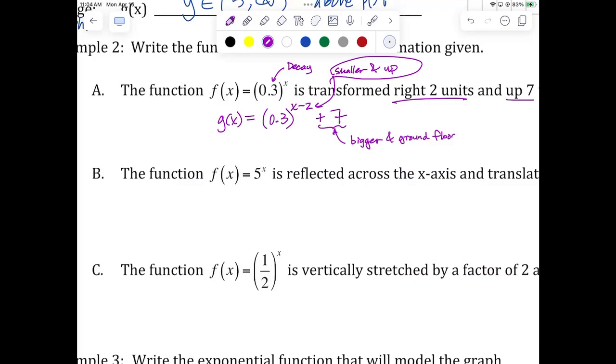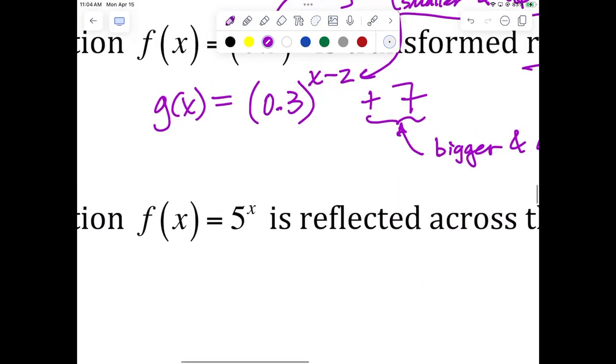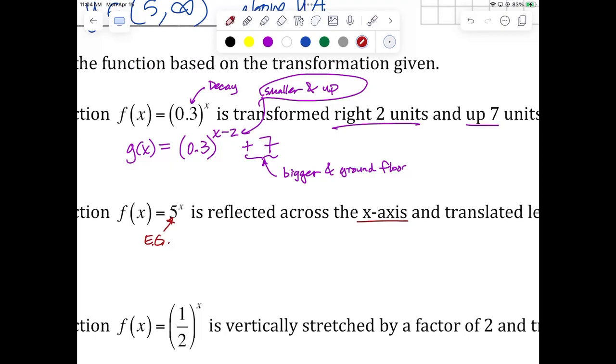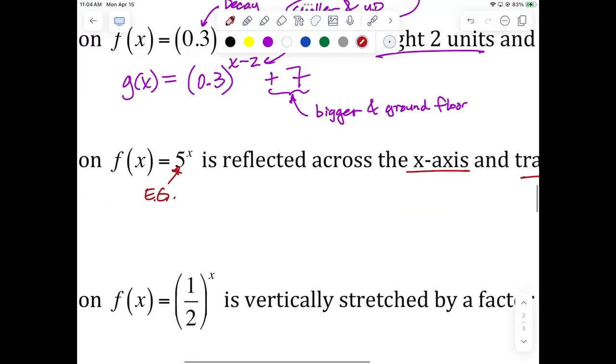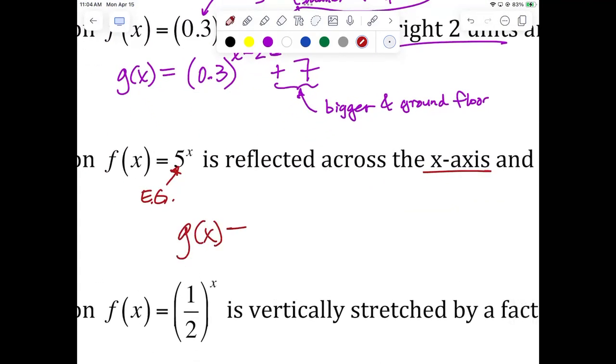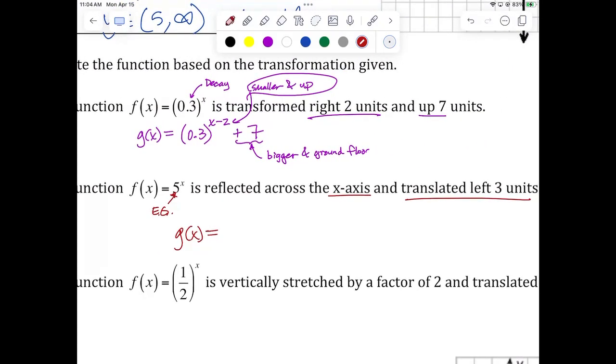The function f of x equals 5 to the x. Is that growth or decay? That's growth. Exponential growth. It is reflected across the x-axis and then translated left 3 units. So g of x is going to be the following. How do I reflect it across the x-axis? What do I put in the front? A negative. So that becomes negative 5 to the x, and then we're translating it left 3, so is it x plus 3 or minus 3? Plus 3. It's still the opposite of what it looks like, right? And we write it smaller and up there with the x plus 3. And that's it, right? That's it.